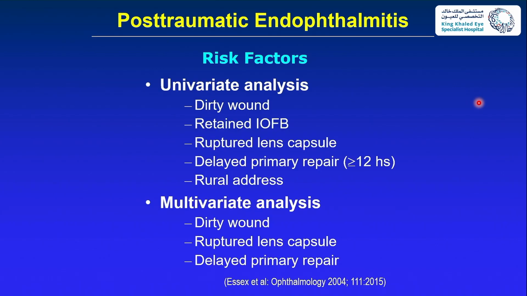So these are risk factors for infection, meaning that these patients need particular attention when it comes to prophylaxis. That's why in our department, many years ago, after we published the first pair of risk factors for infection in open globe injury, we started a new protocol: high-risk patients, we give them intravitreal antibiotics at the time of the primary repair.